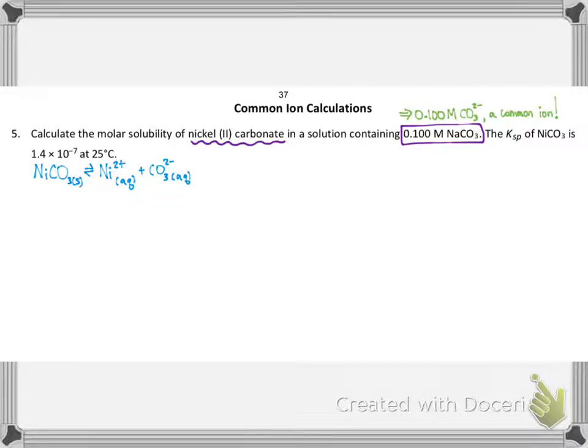Up until this point, we've been starting off with 0 for the starting concentration of our ions, but that's not true this time. Remember, we started off with some carbonate, 0.1 molar to be precise. So our change, well, they both form one ion, so we're going to be gaining X, giving our equilibrium concentrations of nickel to be X, and of carbonate to be 0.1 plus X.